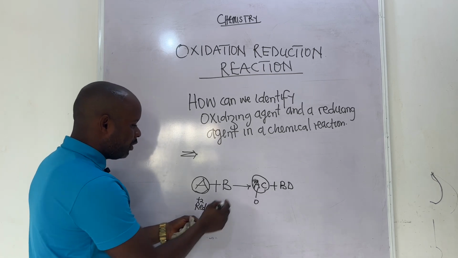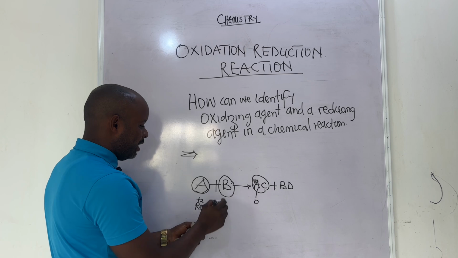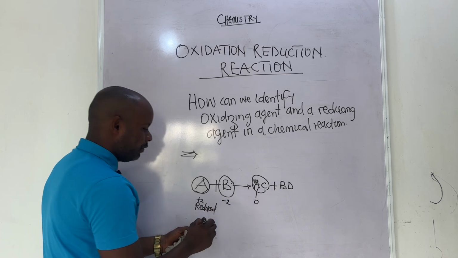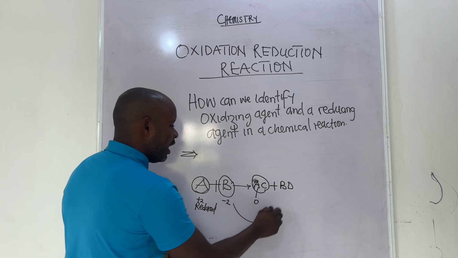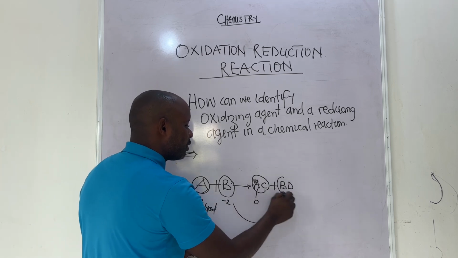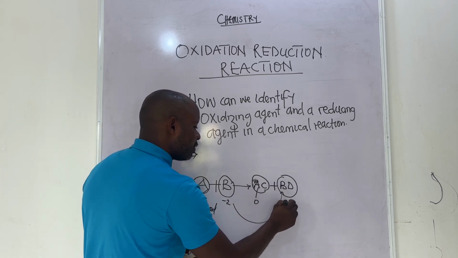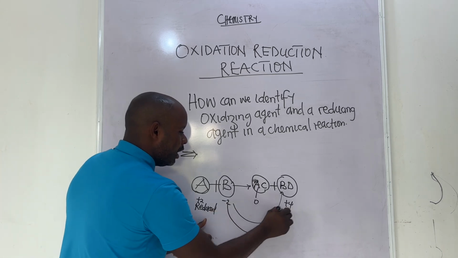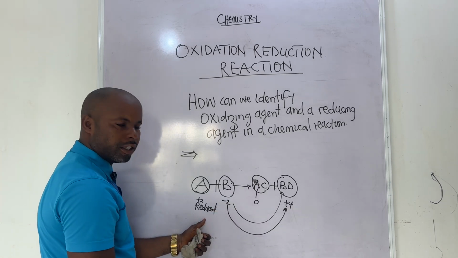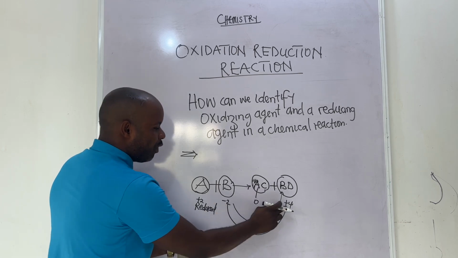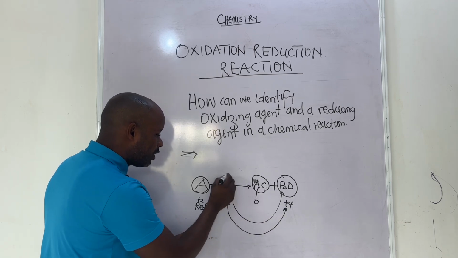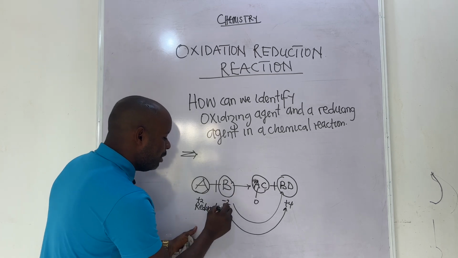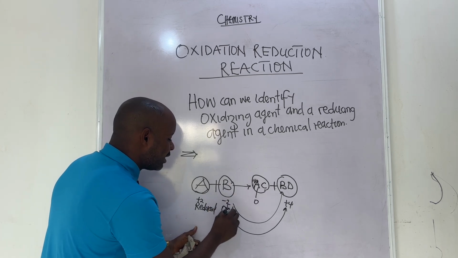If the oxidation state of B in this phase is -2, and it moved to +4, that means this increases. That is -2 to +4, that is an increase. In this case, any substance or reactant whose oxidation state increases has been oxidized.